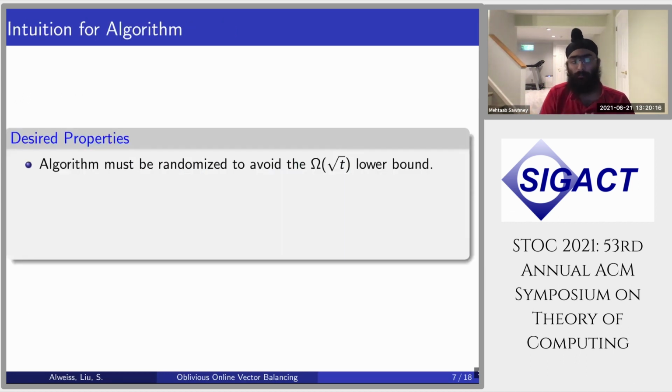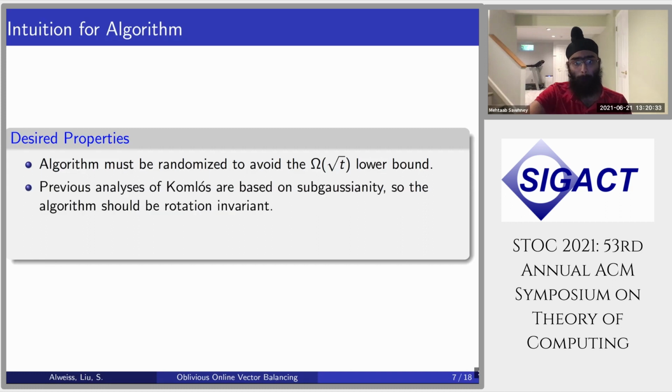So before giving the algorithm, let's just have some rough intuition of what it should look like. Well, first, the algorithm is always going to be randomized because you need to avoid the square root t lower bound coming from the adversarial setting. And if your algorithm isn't randomized, you aren't avoiding this lower bound, even in the oblivious setting.